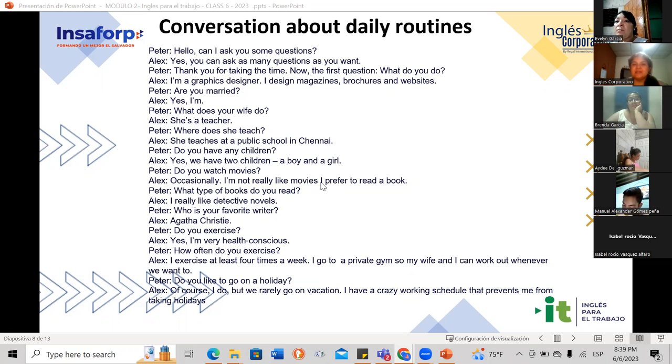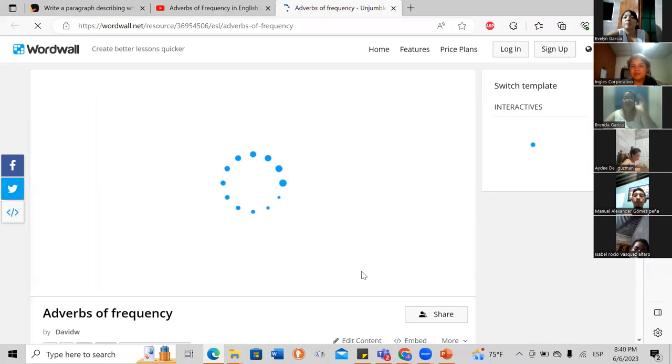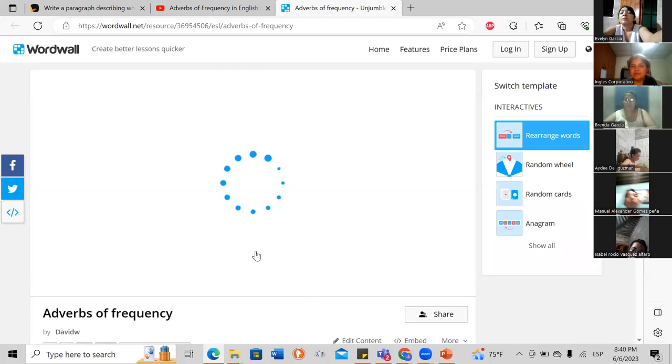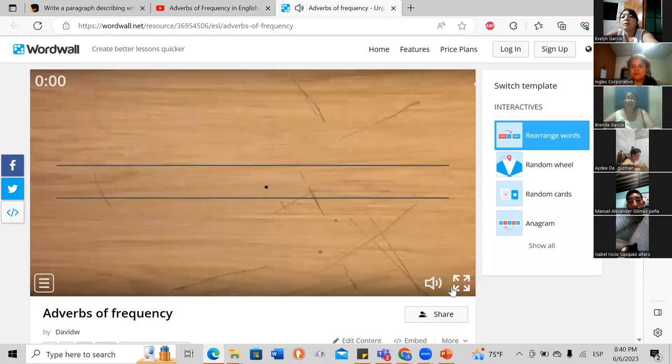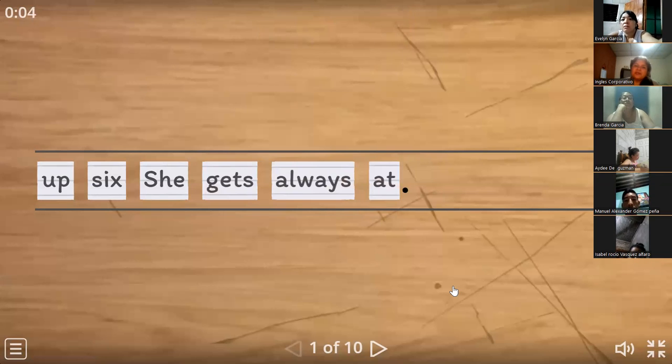Okay, for the rest, do you have questions? ¿Tienen preguntas? Okay, if you don't have questions, so we're going to move on. Vamos a movernos de acá. We have another exercise here. Tenemos otro ejercicio, de los frequency adverbs. We have a scramble exercise. Now I want you to order the sentences.